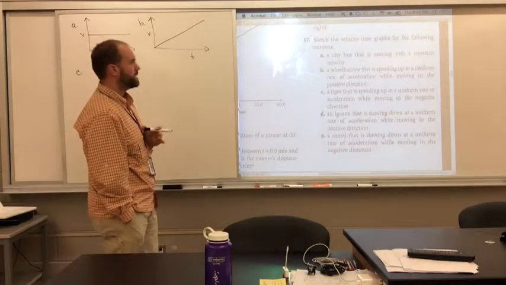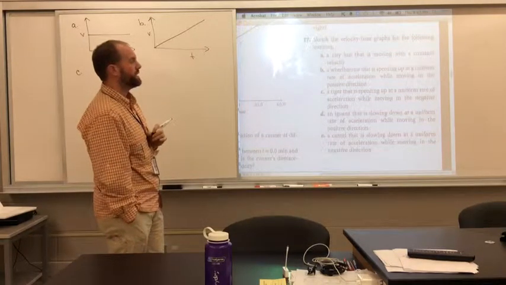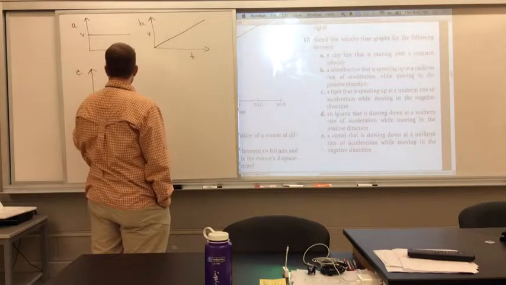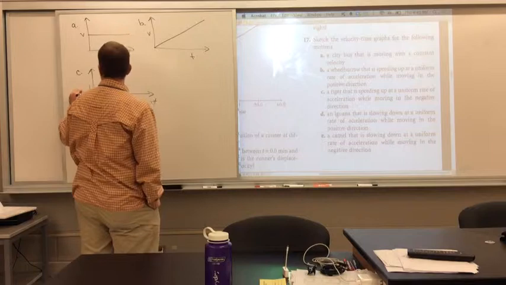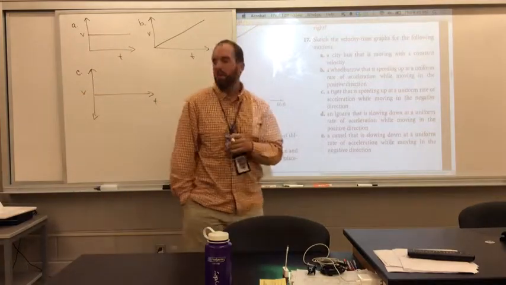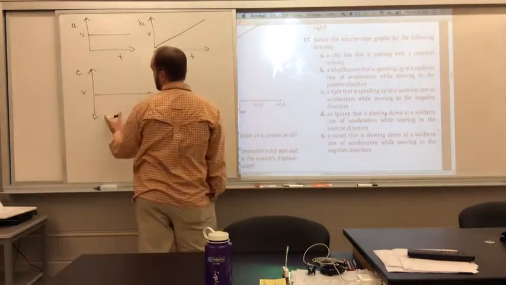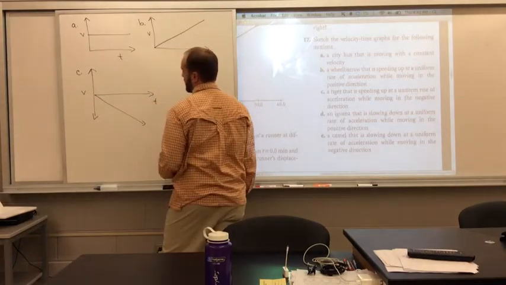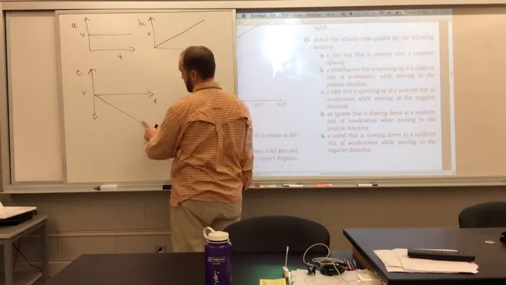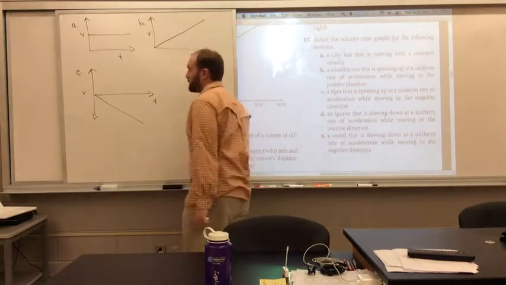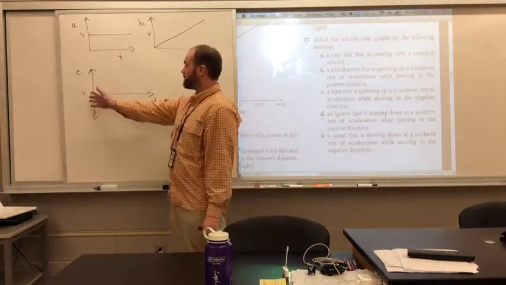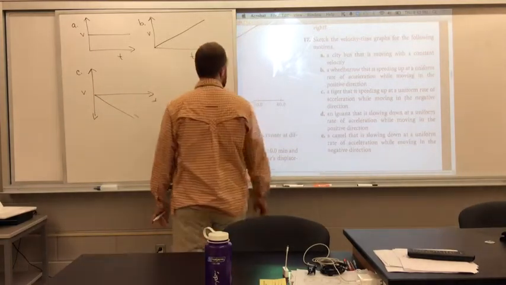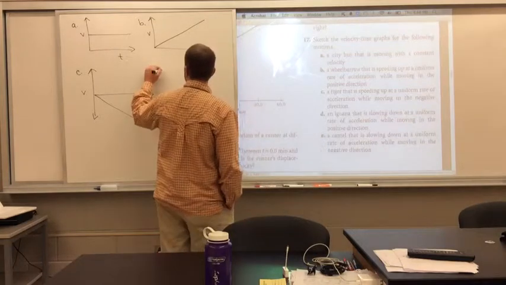A tiger that's speeding up at a uniform rate of acceleration while moving in the negative direction. Okay, there's velocity, there's time. The reason I also drew this negative section is because you know it's going more and more negative as time goes by. So it looked like that. That's what your line would look like. All right? Starts at 0, gets more and more negative as time goes by. Further and further down. D.